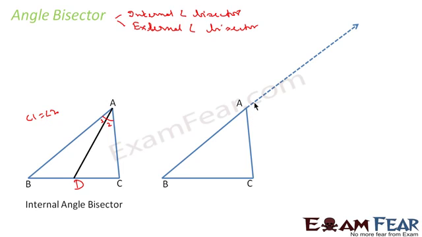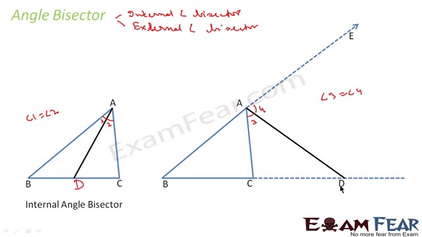Now we will draw the external angle bisector for this A. What we'll do? We'll extend this point also. Why? Because it will meet somewhere here. Right? Now we'll draw this angle bisector. Correct? So if you see this angle, let's suppose it is equal to 3 and this is 4. So here angle 3 is equal to angle 4. It meets at D. So this is an example of an external angle bisector.